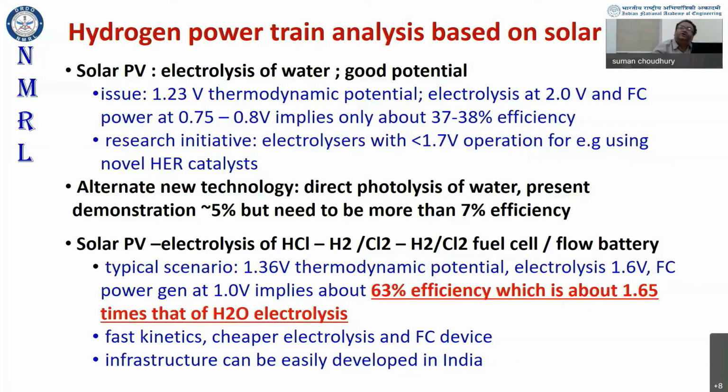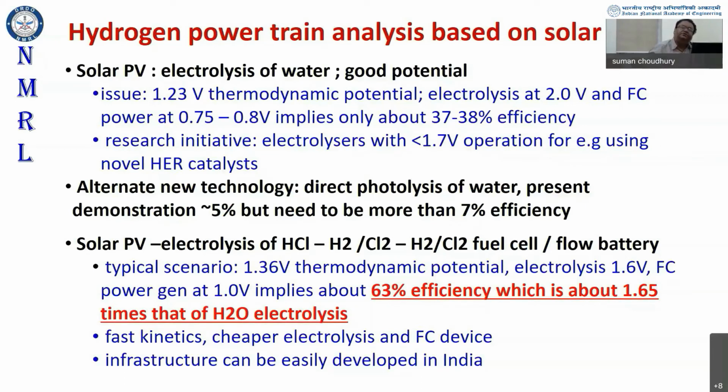One of the options is to develop this HER type of catalyst. There are many technologies that are coming now, but we need to focus on that. Direct photolysis up to 5%, with water separation and hydrogen-oxygen separation through cathode and anode, is already demonstrated, but still it needs to be 7% or more.